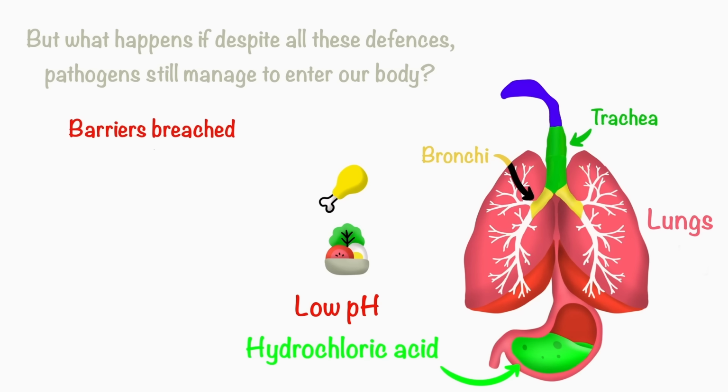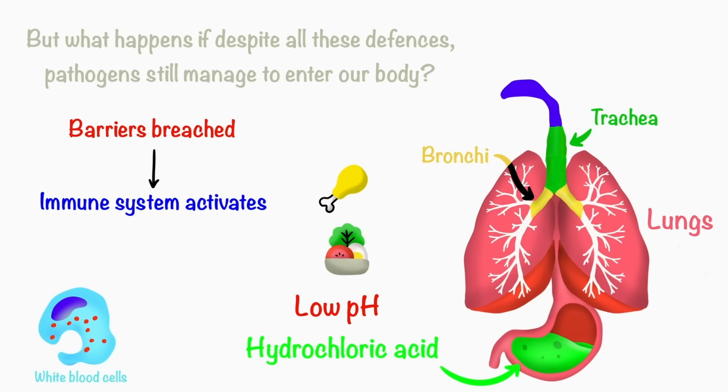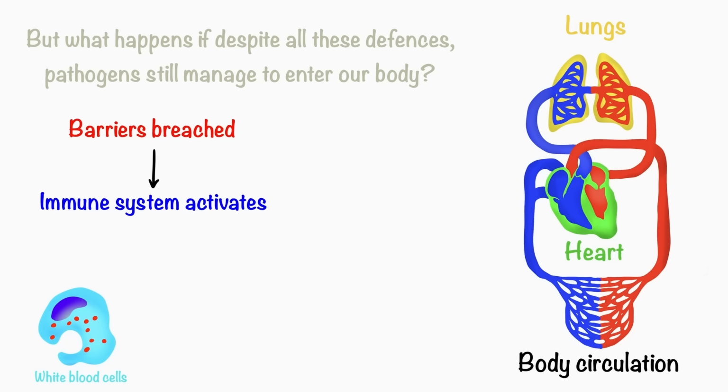If pathogens breach our external defenses, our body activates internal defense mechanisms. White blood cells are the most important part of this immune response. White blood cells circulate in our bloodstream and can move into tissues throughout the body. They constantly patrol for foreign invaders, and when they detect pathogens, they respond in several ways.